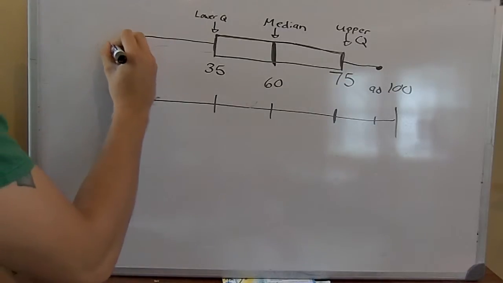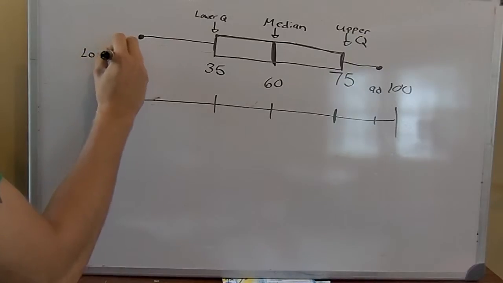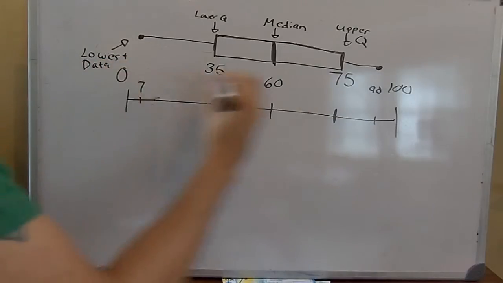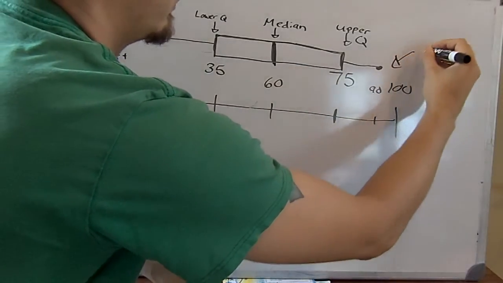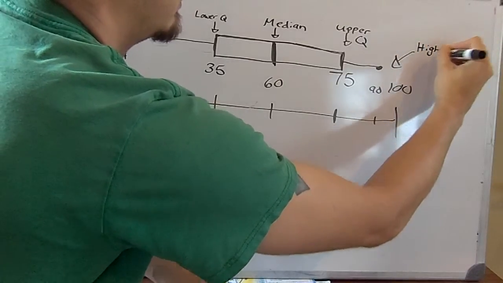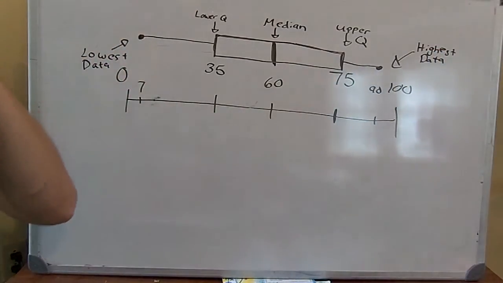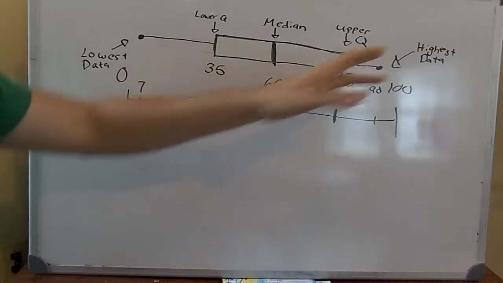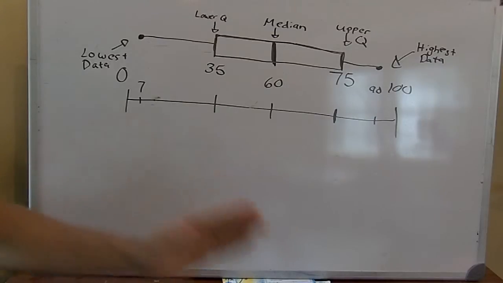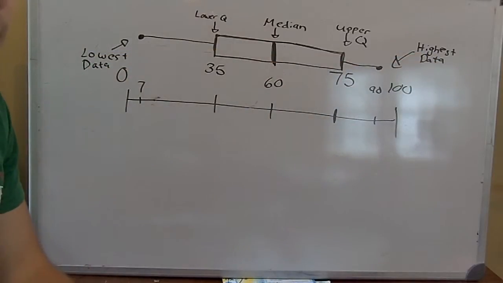So the dot on the left side represents your lowest data value, or your lowest piece of data. The dot to the right represents your highest piece of data. Now, in certain box and whisker plots, the dots or the whiskers sometimes represent different things, but the most common representation of the whiskers is the lowest piece of data and the highest piece of data.